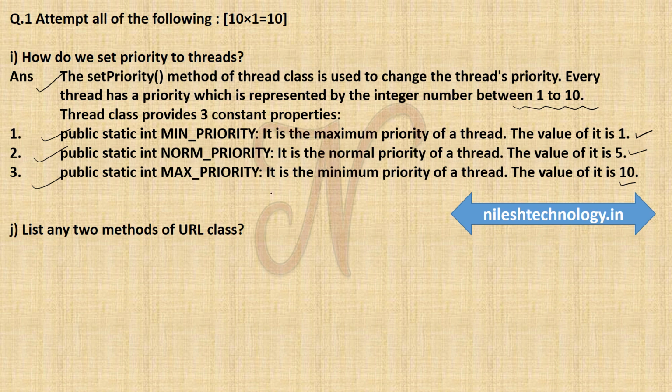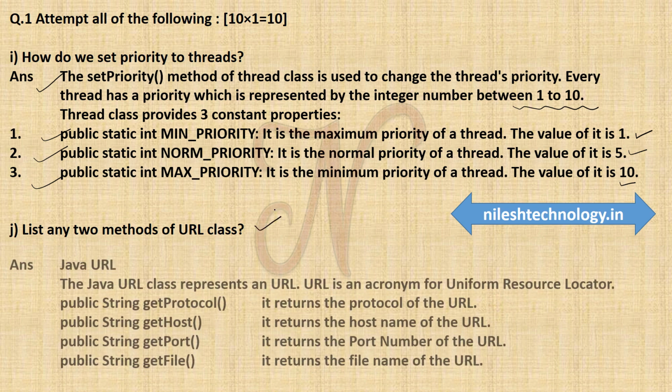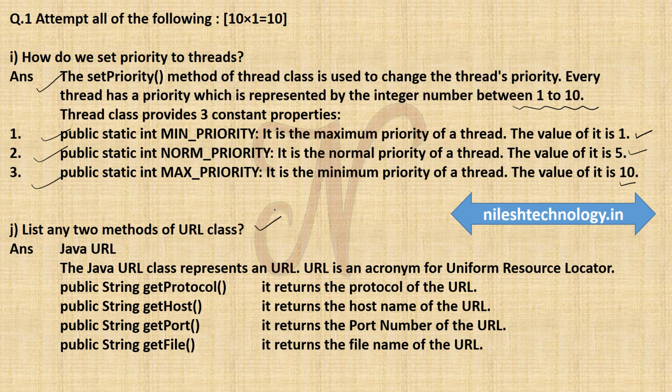The next question is: list any two methods of the URL class. URL means Uniform Resource Locator. These are some methods; explain any two. getProtocol returns the protocol of the URL, getHost returns the host name of the URL, getPort returns the port number, and getFile returns the file name of the URL. Here we finish the first question, then proceed to the second question.